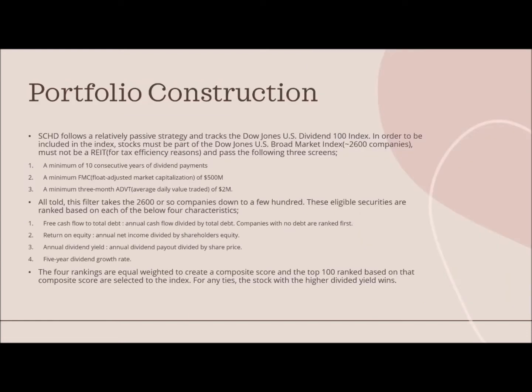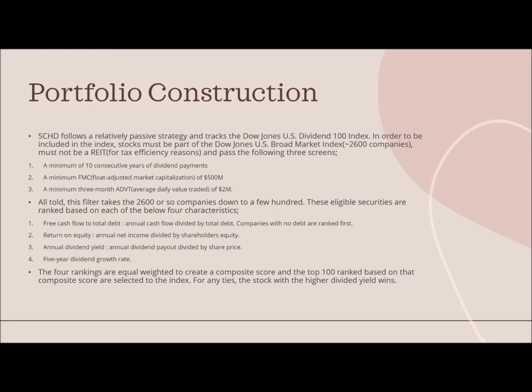So how does this portfolio get constructed? Well, it is relatively passive, like I mentioned. It tracks the Dow Jones U.S. Dividend 100 Index, which is an index that was created right around when this ETF was created. So they were just like, oh, there's a new index created, let's just follow it. And in order to be included in this index, stocks must be part of a larger broad market index, which is about 2,600 companies, and must not be a REIT. So this excludes REITs for tax efficiency reasons.